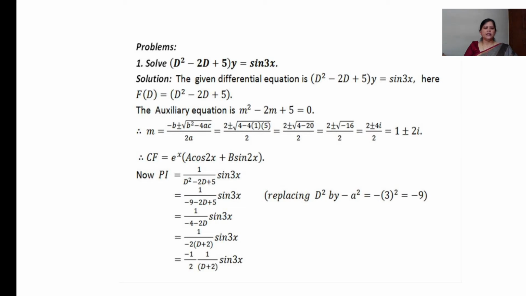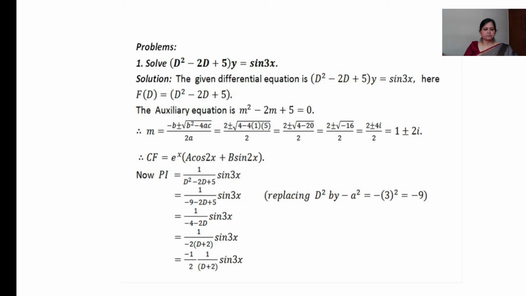So we are getting here a D square value, minus 2D, plus a constant value in the denominator. But in this step we can replace D square by minus a square. So sin 3x is there, so a value is 3. So that's why minus a square becomes minus 3 square, that is minus 9. So now we have to substitute D square is equal to minus 9 in the denominator. So we'll get 1 over minus 9 minus 2D plus 5 into sin 3x.